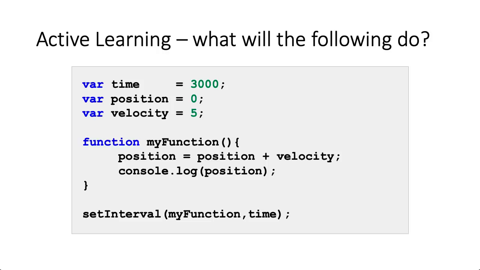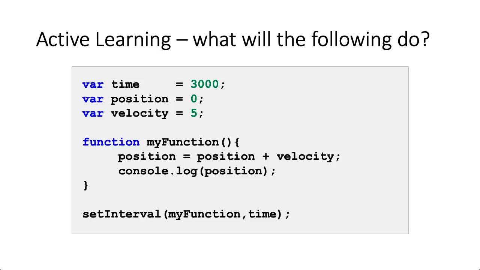Now, to ground some of those concepts, let's go ahead and do the following act of learning. In this case, you're going to have a time, a position, a velocity, and the velocity here maps to how fast you're moving forward. So at what rate are you accelerating or moving forward in physical space? And as you see there before you, you have my function, which is increasing your position based on the velocity, and then it's writing that position to the console. And then you have your set interval that is going to be calling my function over and over again.